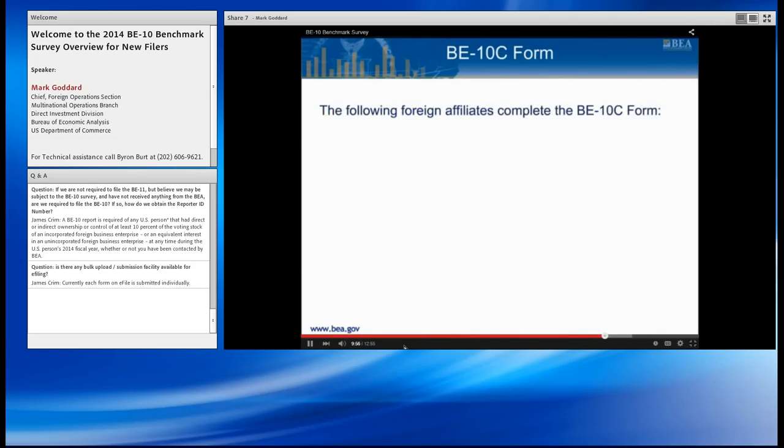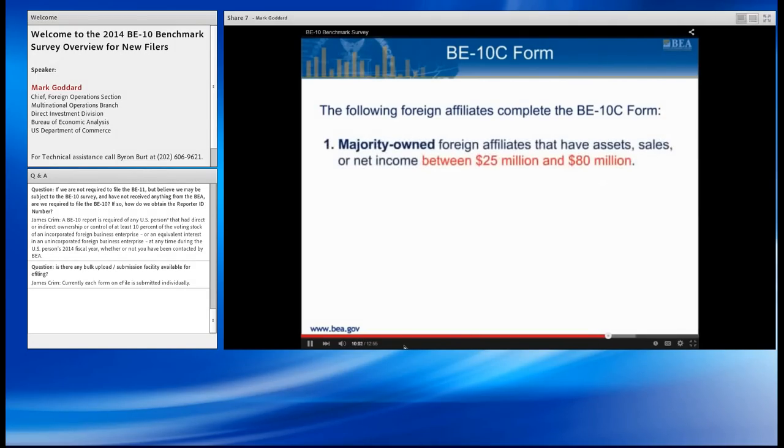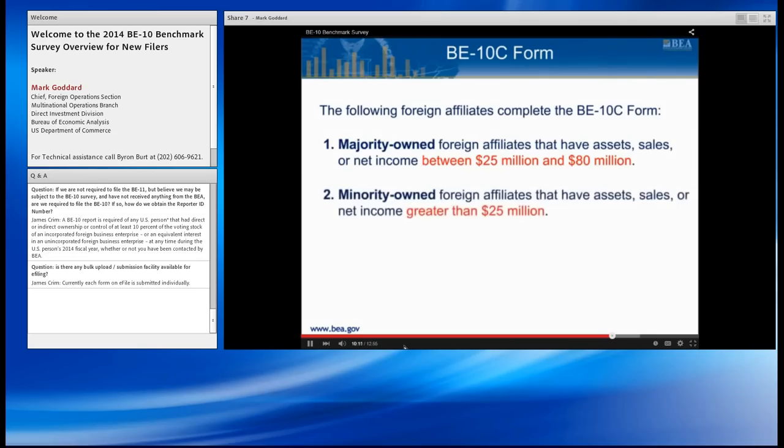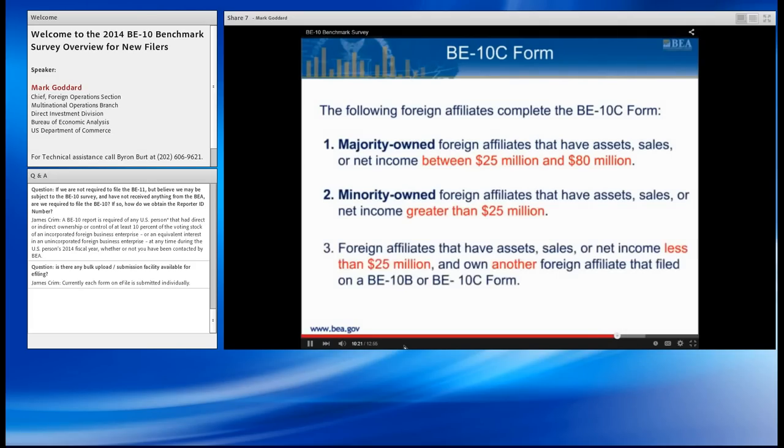The BE10C form collects data on three different types of affiliate. 1. Majority-owned affiliates that have assets, sales, or net income between $25 million and $80 million. 2. Minority-owned affiliates that have assets, sales, or net income greater than $25 million. And 3. Foreign affiliates that have assets, sales, or net income less than $25 million, and that own another foreign affiliate that was filed on a BE10B or BE10C form.